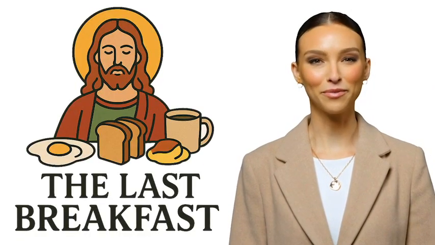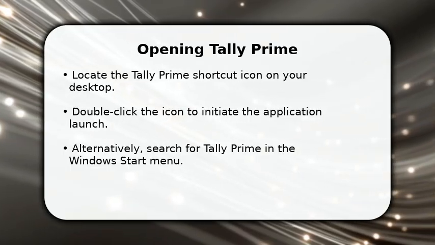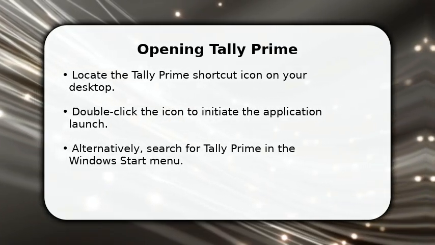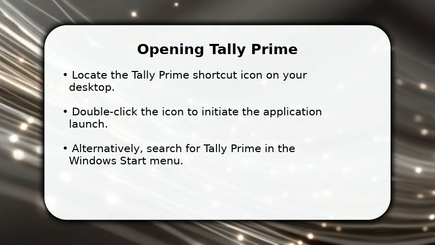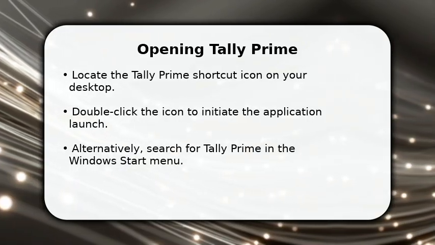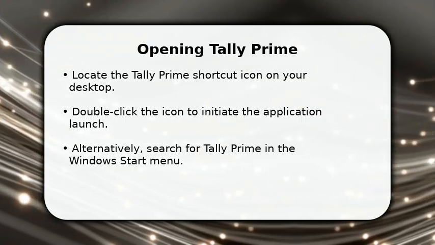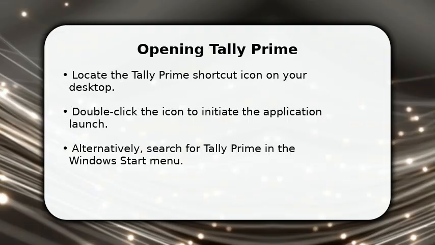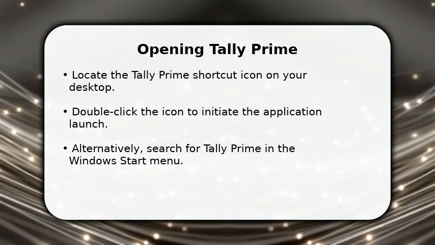Please enjoy the video. In this video, I will show how to open Tally Prime on your desktop. To begin, find the Tally Prime shortcut icon, which typically looks like a blue T, right on your desktop screen. Simply double-click this icon to launch the application. If you cannot find it there, you can always go to the Windows Start menu, type Tally Prime into the search bar, and then click on the application from the results.